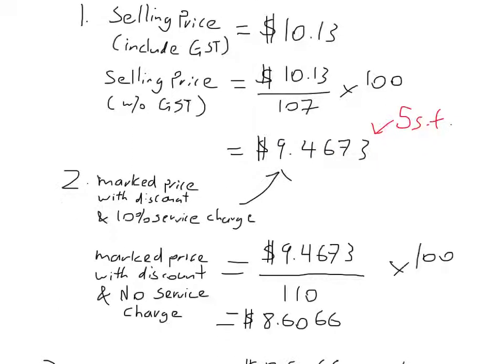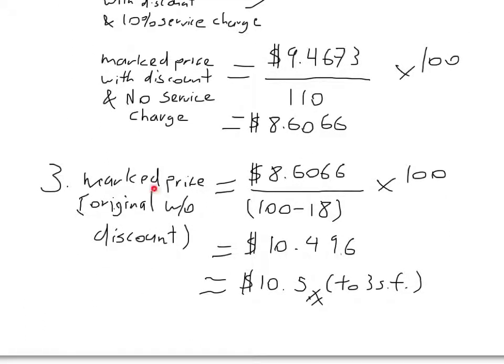And again, second step, remove the service charge, and you will get 8.6066. The service charge is calculated from the mark price after the discount of 20%. After which, move on to step 3, where you find the original mark price without discount. You take this 8.6066, which represents the price after the discount, and divide by 100 minus 18 times the original 100%, and you will get 10.496. Your final answer should be 3 SF, and it will be $10.50.